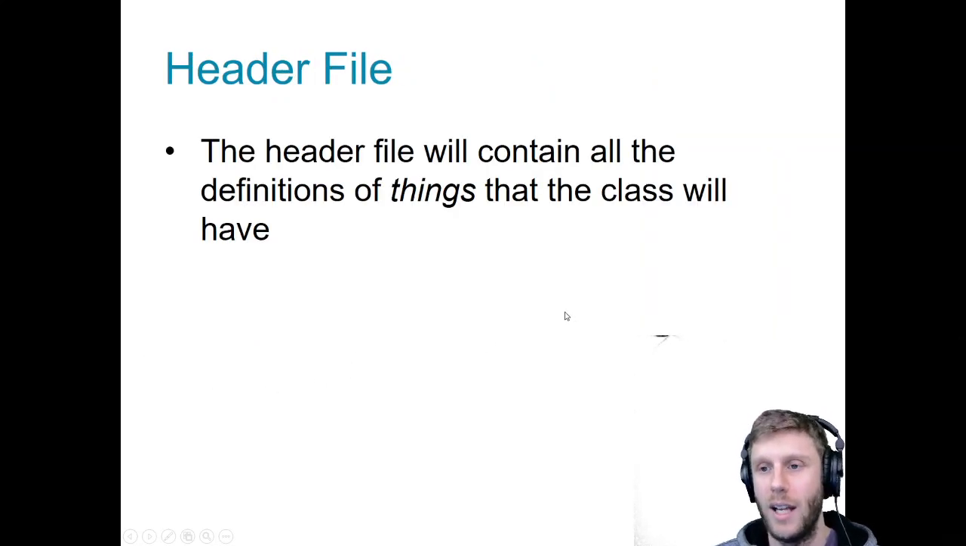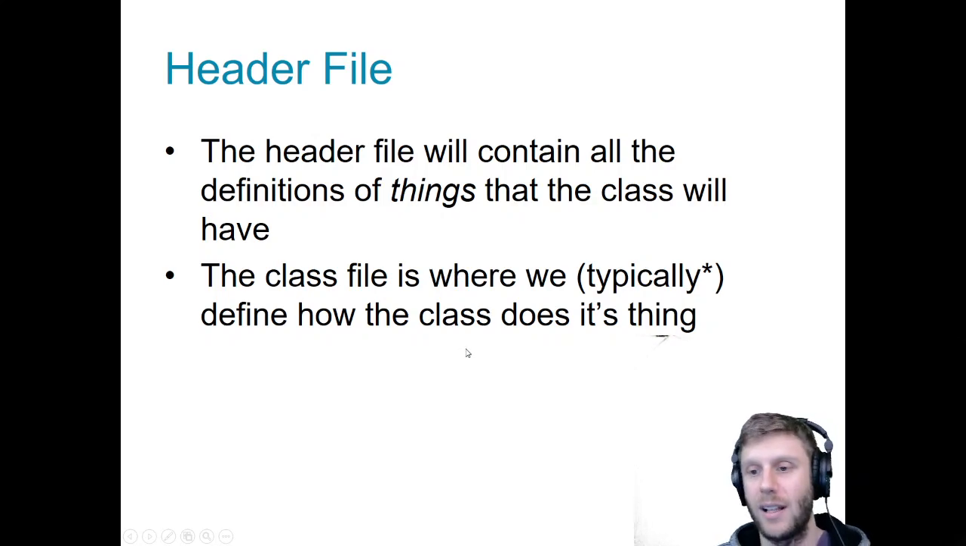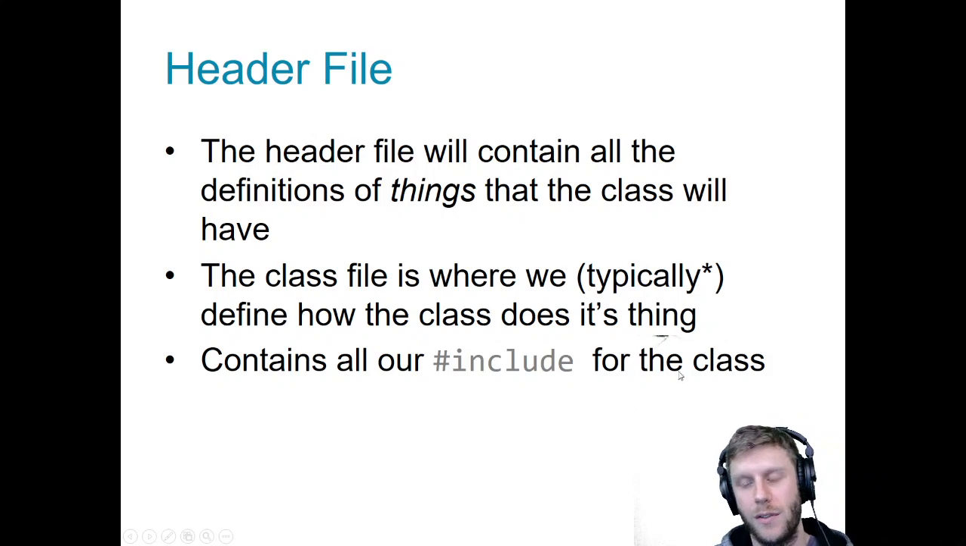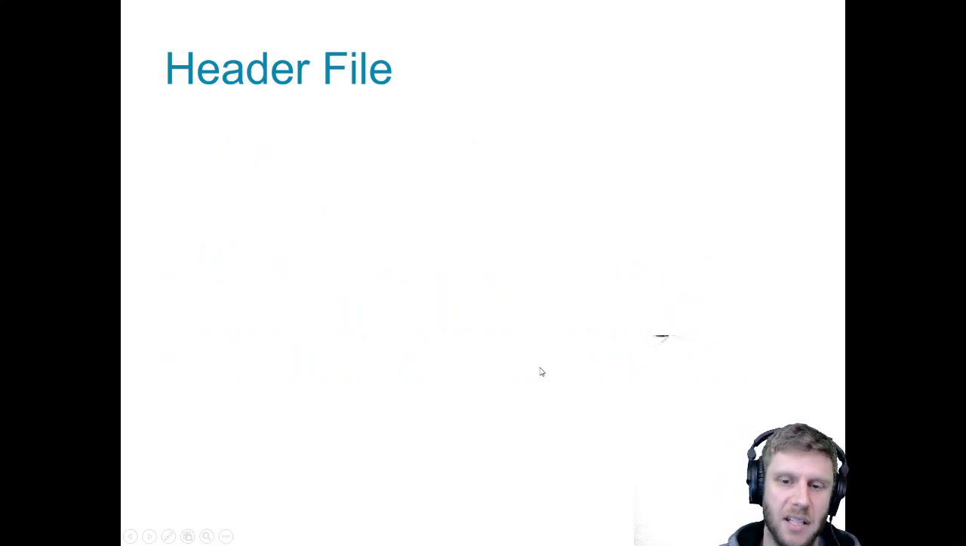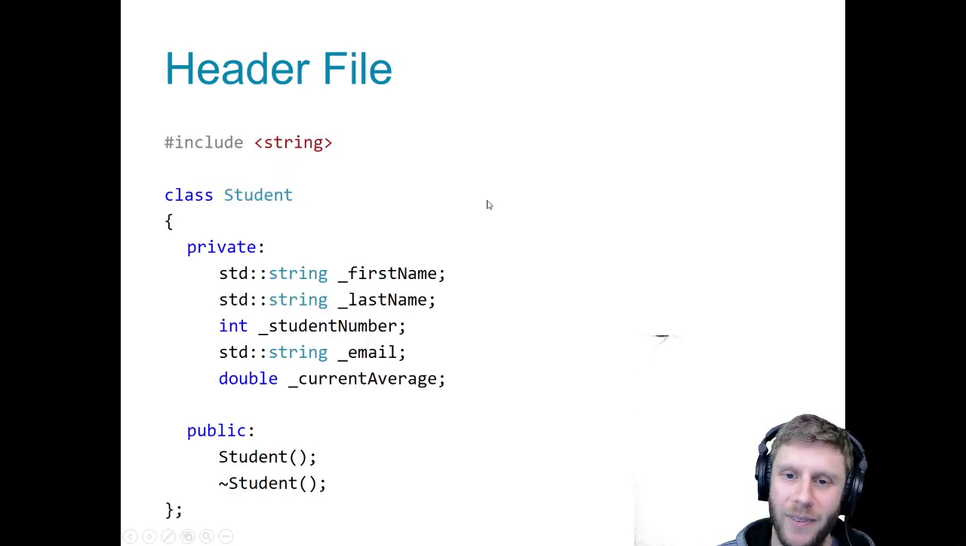So a header file contains all the definitions of things that the class will have. The class file is where we typically define how the class does its thing, and contains all of our includes for the class as well. These are like the import. It's a good place to put them. Header file, what? We didn't need that in Python, I know.